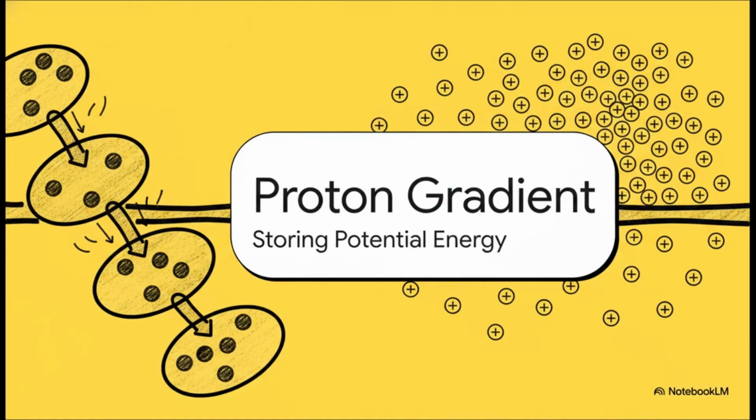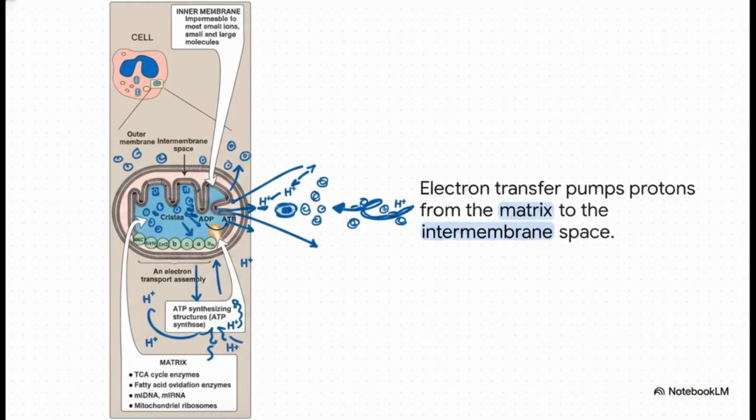Okay, so as these electrons are passed down the chain, they're releasing little bursts of energy. But what does the cell do with that energy? It doesn't make ATP right away. No, it does something way more clever. It builds a gradient. This diagram shows the setup perfectly.